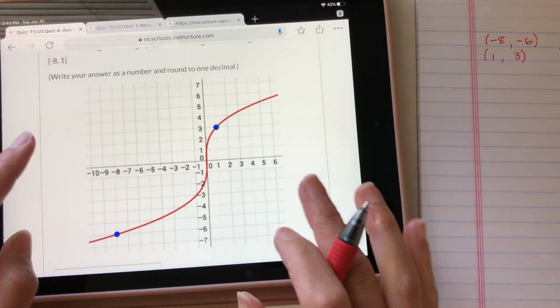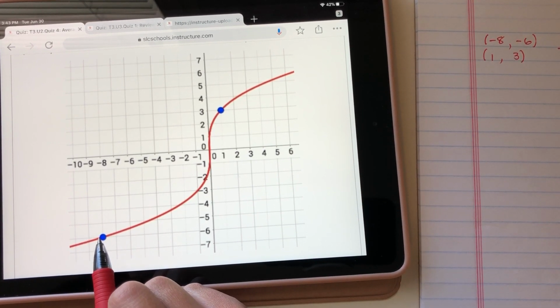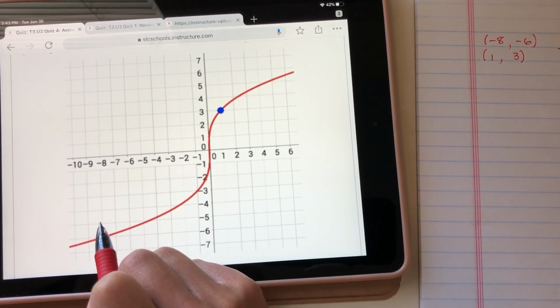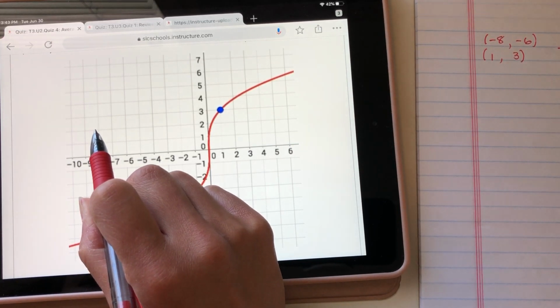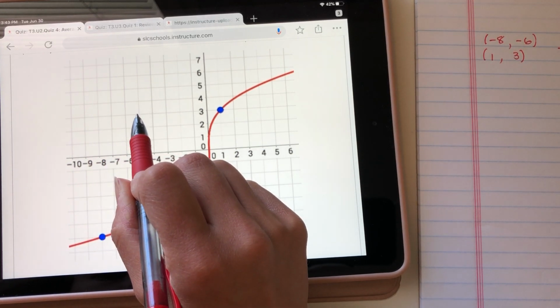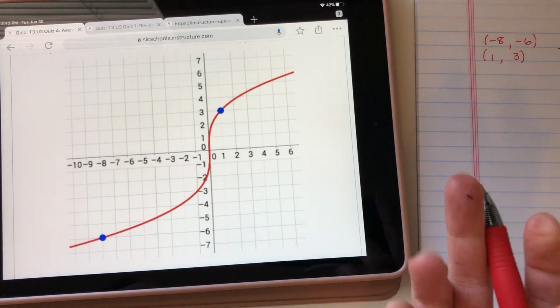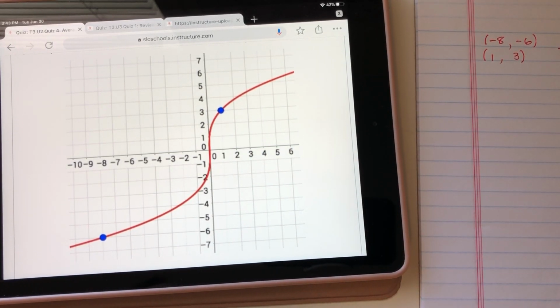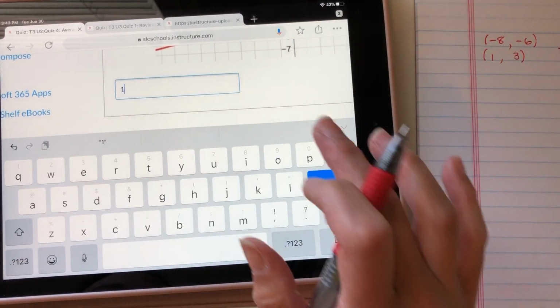I can double check it by just looking at the graph and counting. So I'm going to start at one point and count rise over run. So my rise is 1, 2, 3, 4, 5, 6, 7, 8, 9. Over my run, 1, 2, 3, 4, 5, 6, 7, 8, 9. So I got 9 over 9, which is 1. So I'm going to enter that in as just a 1.